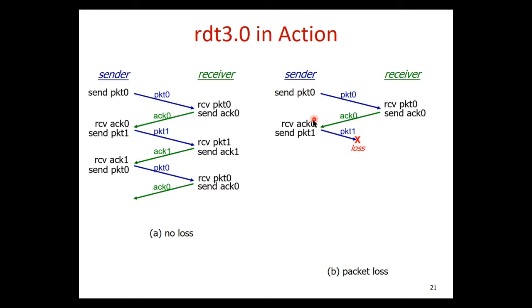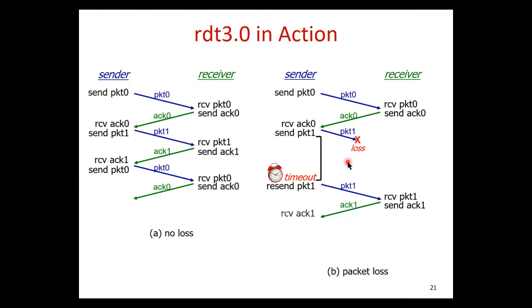So packet 0, ACK of 0. Okay, we are done with this packet. Next, the sender sends packet 1. Packet 1 is lost. So because it's lost, the receiver does not send the ACK, right? The sender does not receive the ACK, but the sender had a timer waiting for the ACK. So when the timer times out, it will resend the packet 1. And then from that point on, we are back in business, right? You send packet 1, ACK of 1, packet 0, ACK of 0.